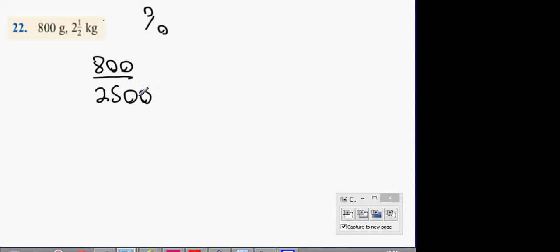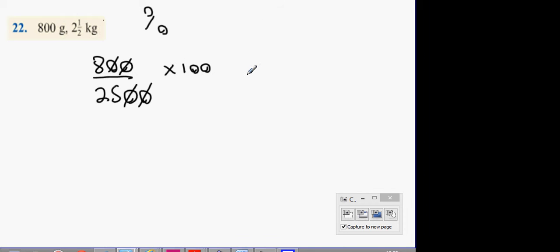Now what do you do? Divide by 100, top and bottom. Okay, now what are you left with? 8 over 25. 8 divided by 25. And you have to multiply by 100. So how can you multiply by 100? 8 over 25, 800 over 25.